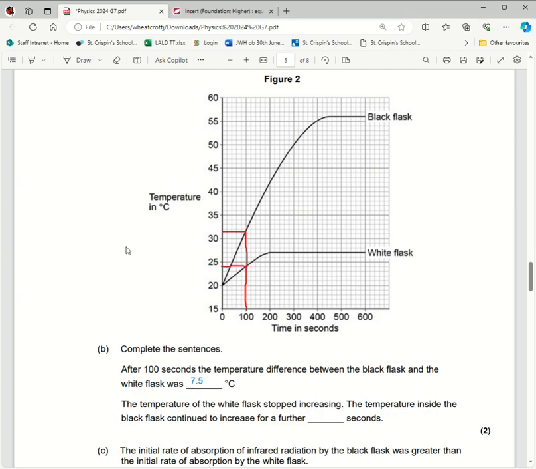It then says the temperature of the white flask stopped increasing. The temperature inside the black flask continued to increase for a further blank seconds. So exactly the same approach, but if we're looking for where it stopped increasing, we're looking at where the line goes to a horizontal line. This time I'm going to go to the white flask here and draw straight down. That one's nice and simple. So that's at 200 seconds.